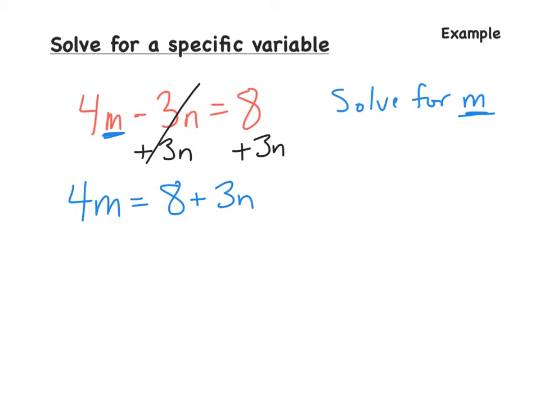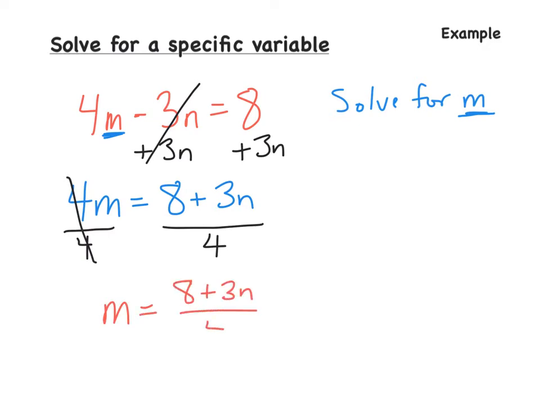And now, if we just want m by itself, this is 4 times m, so the opposite of multiplication is division. So we would divide by 4 on both sides. So the 4's cancel out, and all that we have left is m is equal to 8 plus 3n, divided by 4. Alright, so I'm okay with you leaving this as m is equal to 8 plus 3n over 4 because we have what m is, but we could simplify it a little bit further.